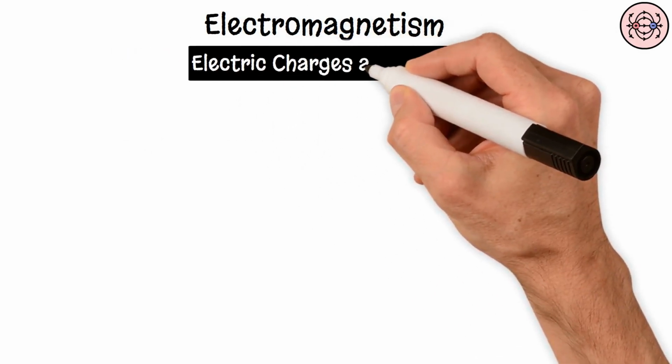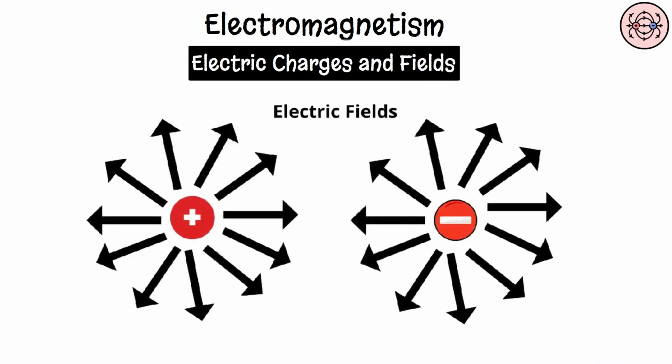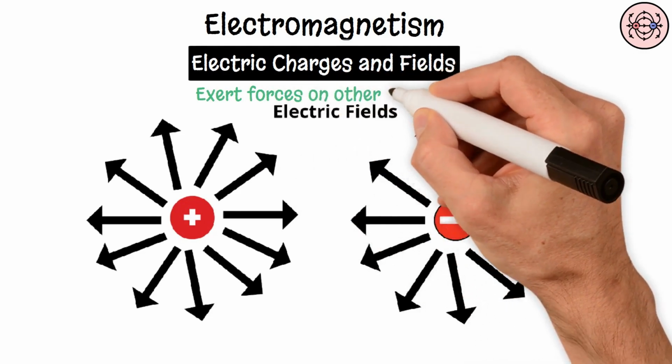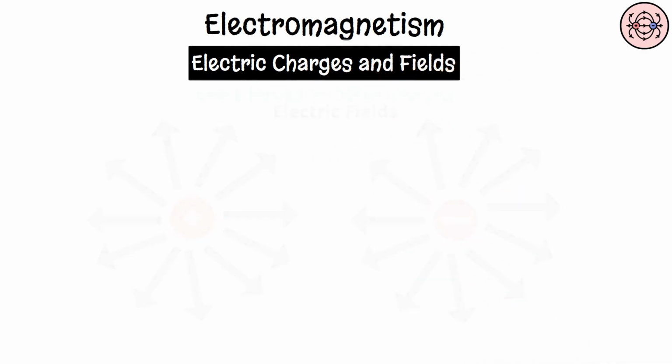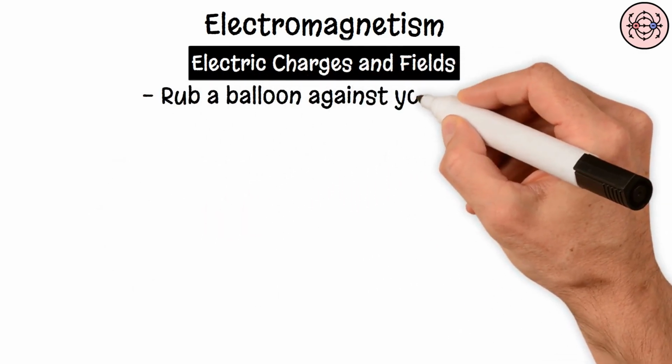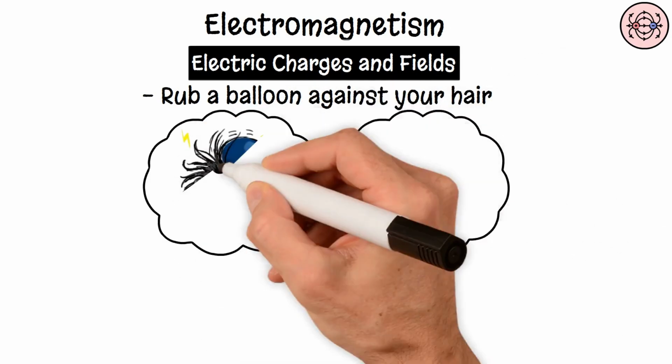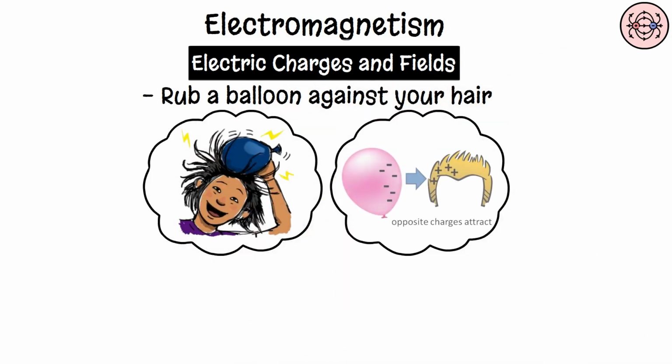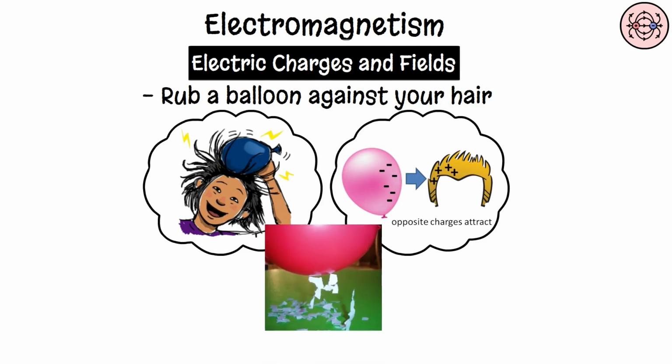Electric charges and fields. Electric charges can be positive or negative, creating electric fields that exert forces on other charges. For example, rub a balloon against your hair. Electrons transfer from your hair to the balloon, making the balloon negatively charged and your hair positively charged. The balloon's electric field attracts small pieces of paper.